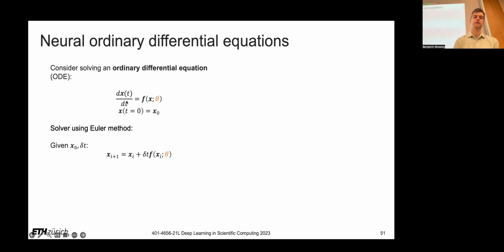And this is the thing that we're going to try and learn. So just imagine again solving this differential equation with an Euler method. Same thing. We just take the current state. We add the time difference with the evaluation of the function to solve this differential equation.